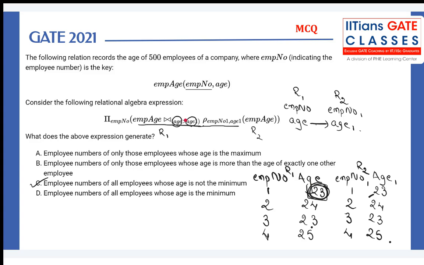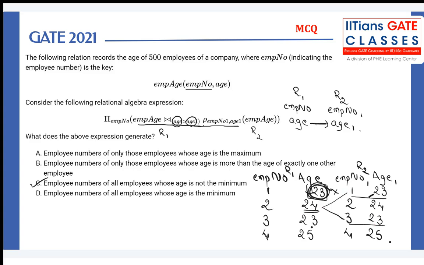Understood what I'm trying to say? Can you find an employee in R2 which has lesser age than 23? It turns out you can't, right? So there is no employee, so this tuple will not be returned. Come to this tuple. Is there any tuple in R2 which has age less than 24? There are, right? There are two actually, 1 and 3. So you may join this with this, you may join this with this.